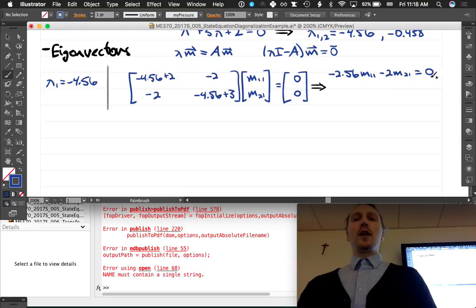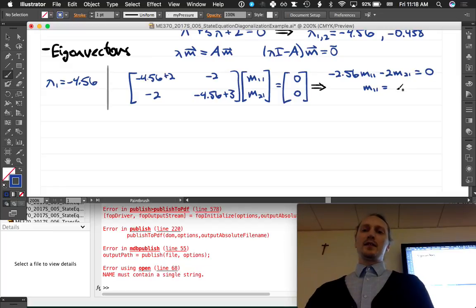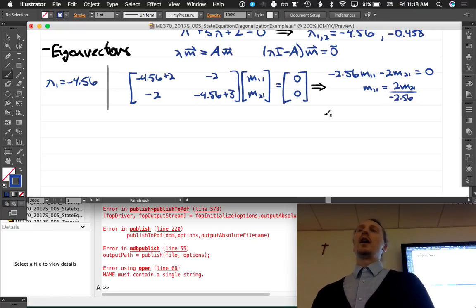And from this, solving for M11, we can see that 2 M21 divided by negative 2.56 is equal to M11, right? I just solved this for M11.